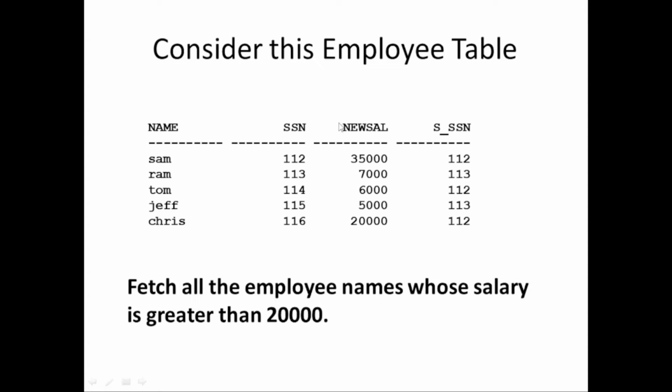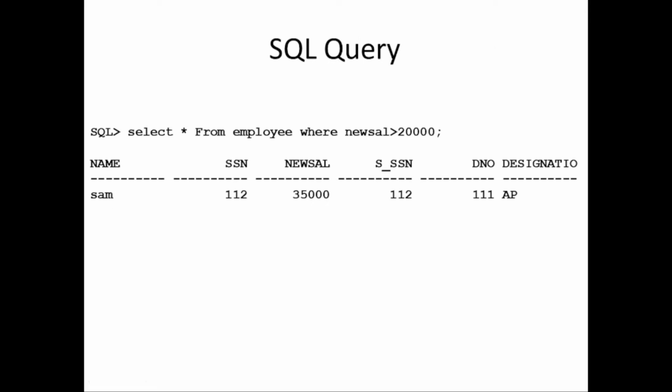So how will you write a query? So new sal, this is the salary. So we have one employee whose salary is greater than 20,000. So the query here is select name from employee where salary is greater than 20,000. I have written this and executed this. So you'll be able to execute such queries on the database and pull data out.